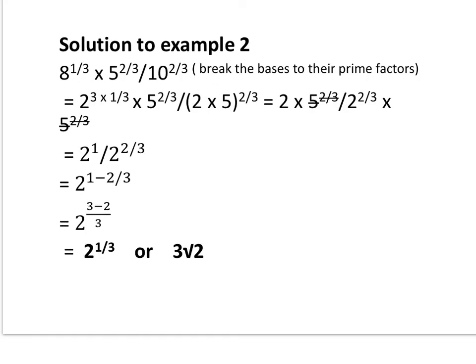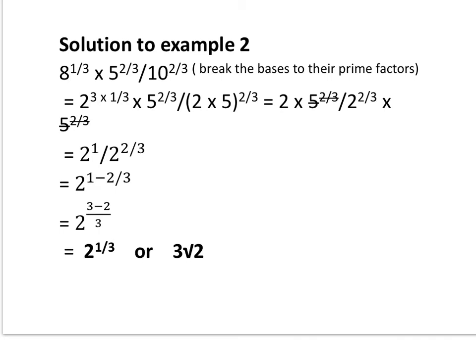Solution to example 2. 8 raised to power 1 over 3 times 5 raised to power 2 over 3 divided by 10 raised to power 2 over 3. Break the bases to their prime factors. So find the prime factors of 8, which is 2 times 2 times 2, and that is 2 raised to power 3. So we now have 2 raised to power 3 times 1 over 3 times 5 raised to power 2 over 3 divided by 2 times 5, prime factors of 10, 2 times 5 raised to power 2 over 3.